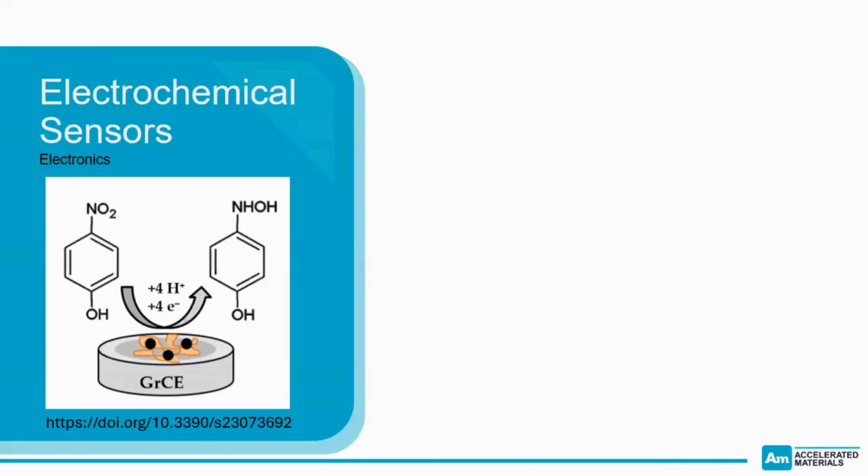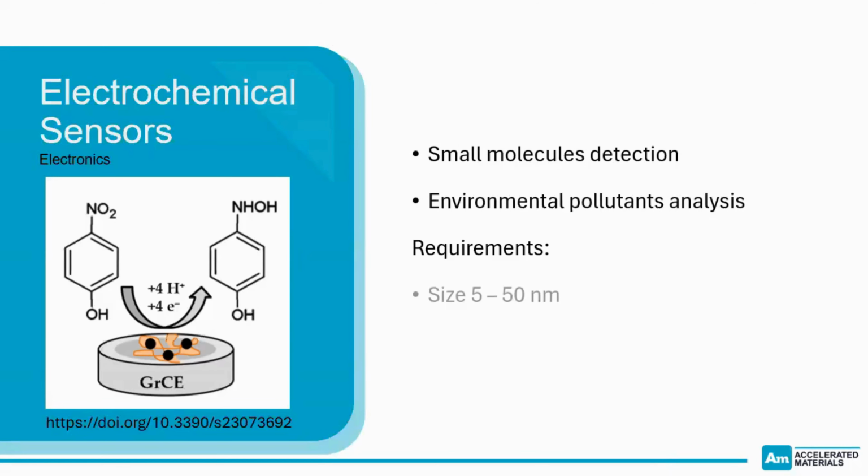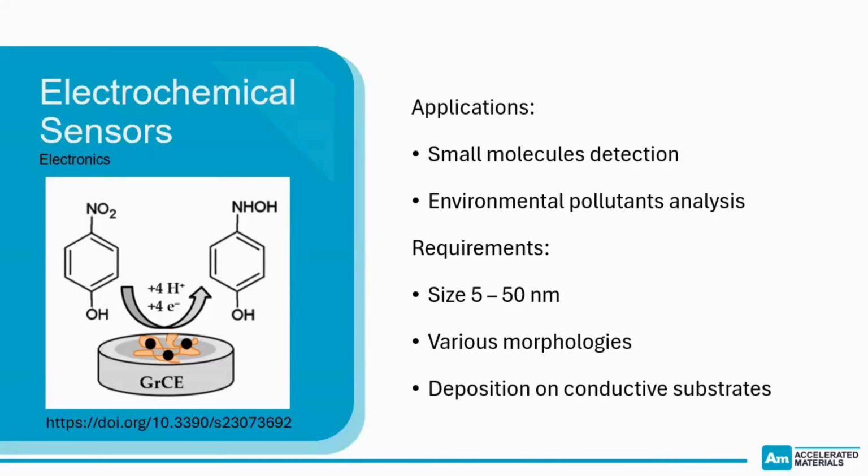All right, so let's go for some electrochemical sensors. It's also part of electronics, where the particles are used in the application of small molecule detection and also environmental pollutant analysis. Here the requirements are not as strict as for the silver inks. The size can vary for different matrices, and it could have various morphologies in order to have different catalytic effects that can be helpful in the analysis of the molecules. And it also needs to be able to be deposited on conductive substrates where the readings are performed.